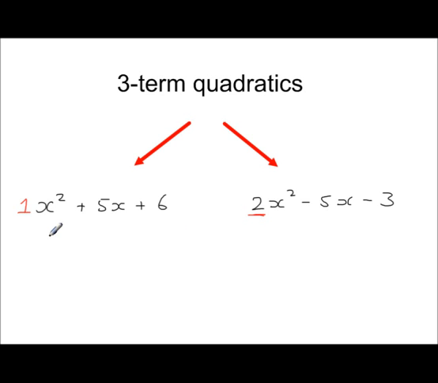In this section, I'm just going to assume that any example I give you will factorize. In reality, you could come across a 3-term quadratic that cannot be factorized. And whether something factorizes or not can be worked out. You can use something called the discriminant to decide whether something will factorize before you start. But in this section here, I'm going to assume that all of my examples will factorize.